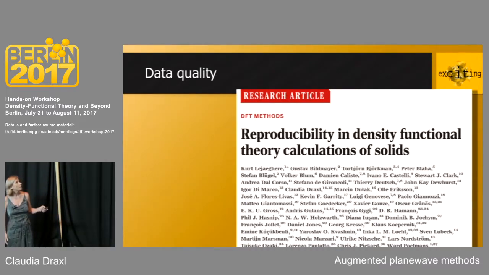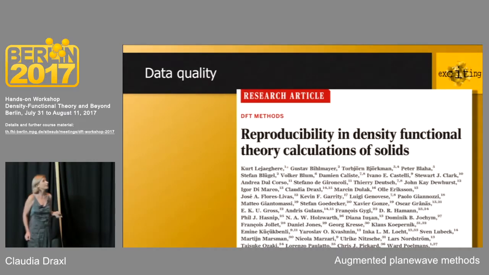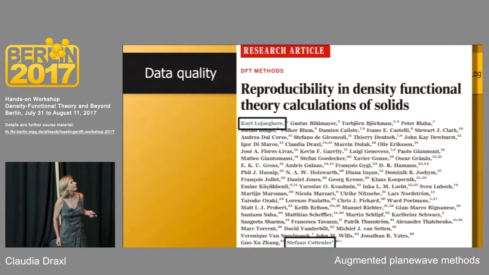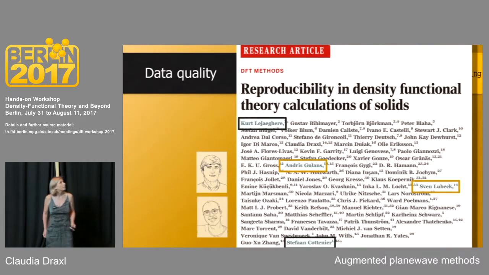So it's about reproducibility in density functional calculations. As said, Stéphane Cottenier will talk about it. He suggested this work, and then a lot of work was carried out by his student at that time, Kurt. I'd like to mention also Andres and Sven, who have been contributing from our side.